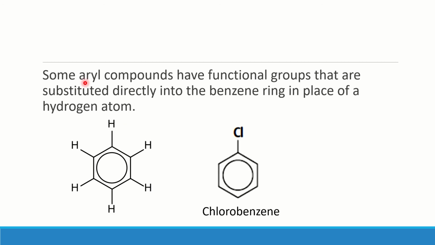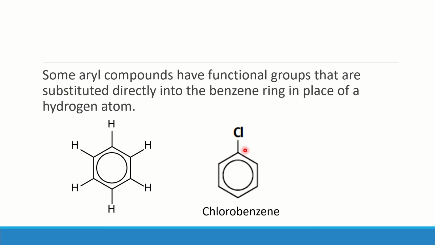Some aryl compounds have functional groups that are substituted directly into the benzene ring in place of the hydrogen atoms. It means that this hydrogen atom will be replaced by another atom or another group of atoms. That group of atoms will be directly attached to the benzene because it replaces this hydrogen on the benzene. So for example, let's say we replace this hydrogen with chlorine. It will look like this.